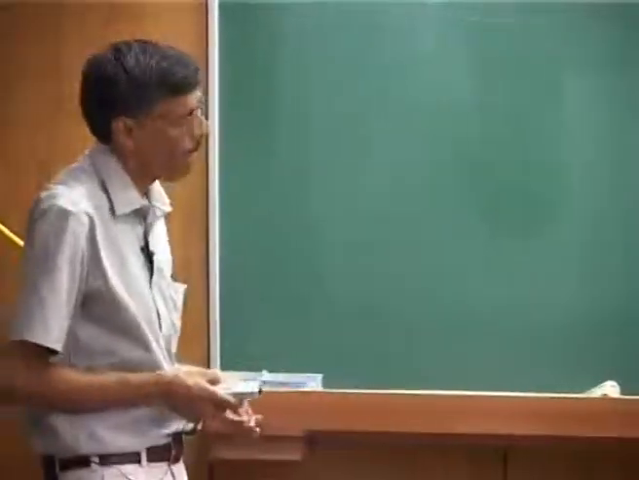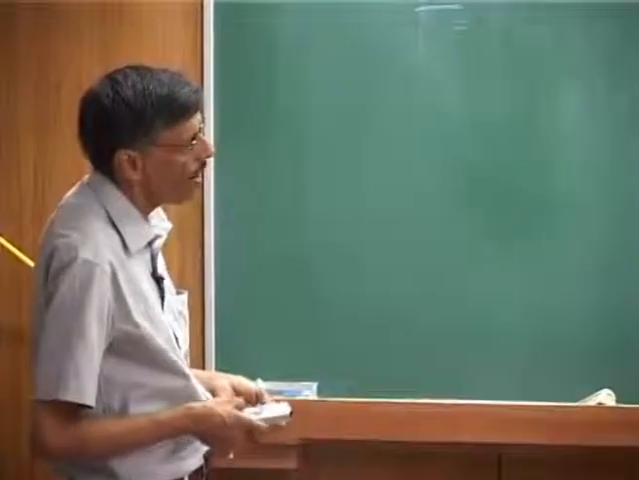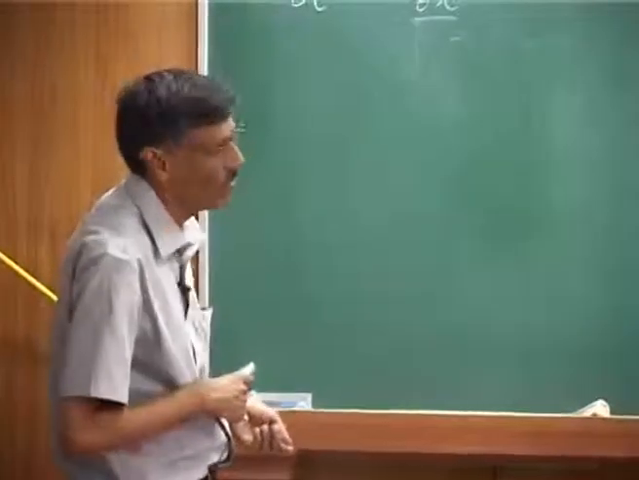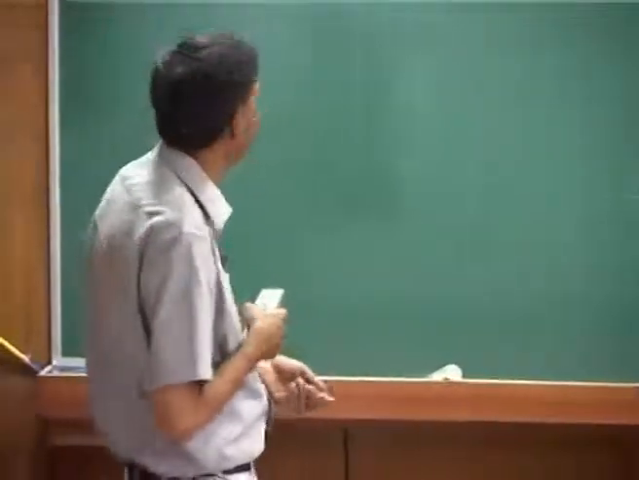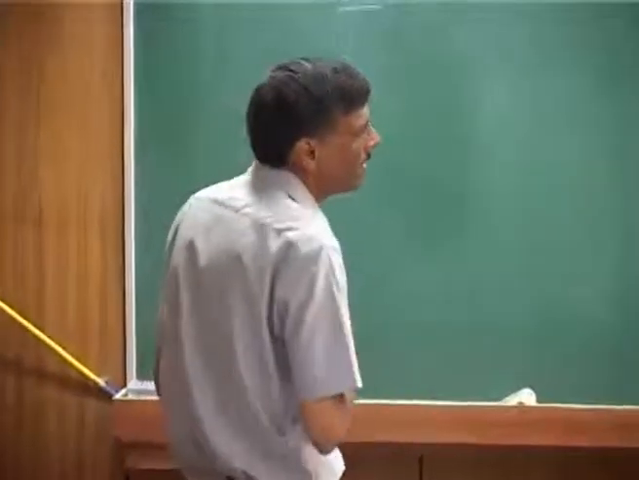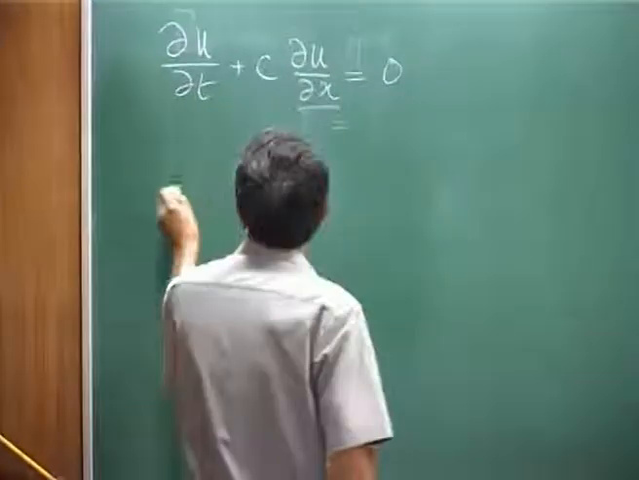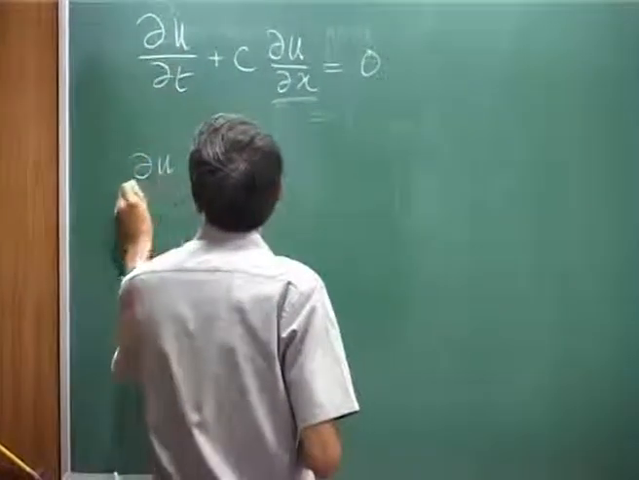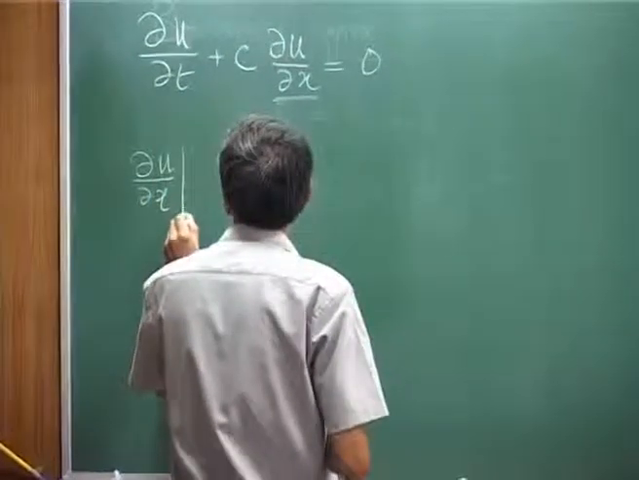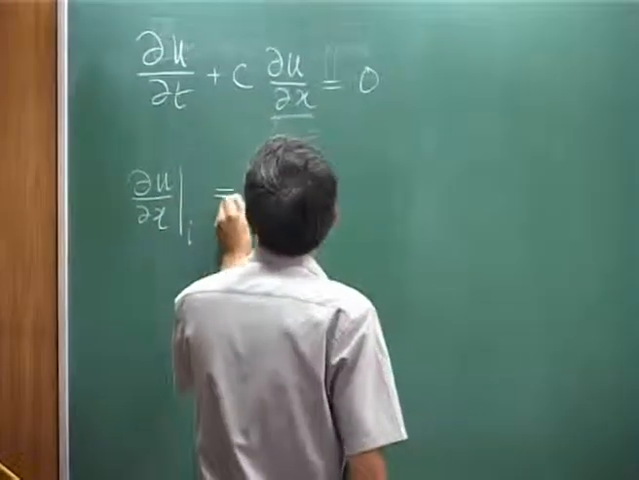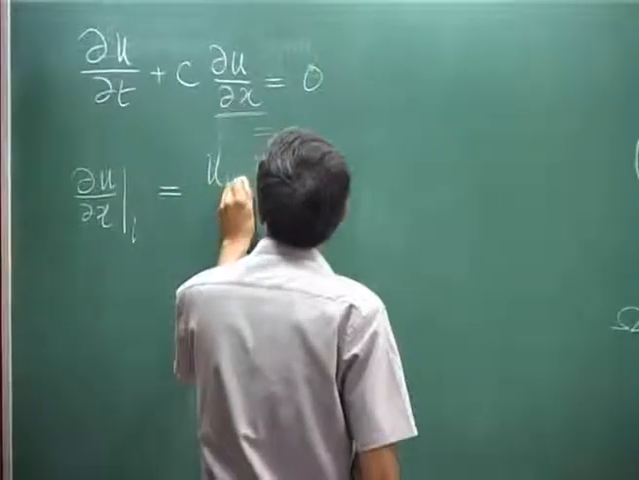For example, if I adopt the first representation, then what happens? See the term that we are, so suppose if I write it like this, so if I am writing it like this at the ith node, like this.